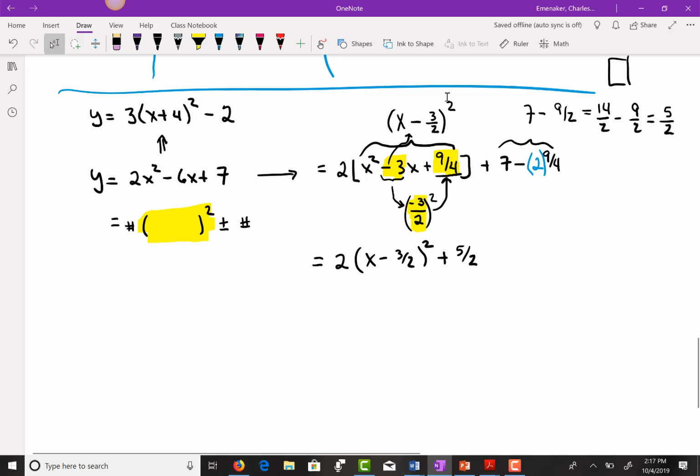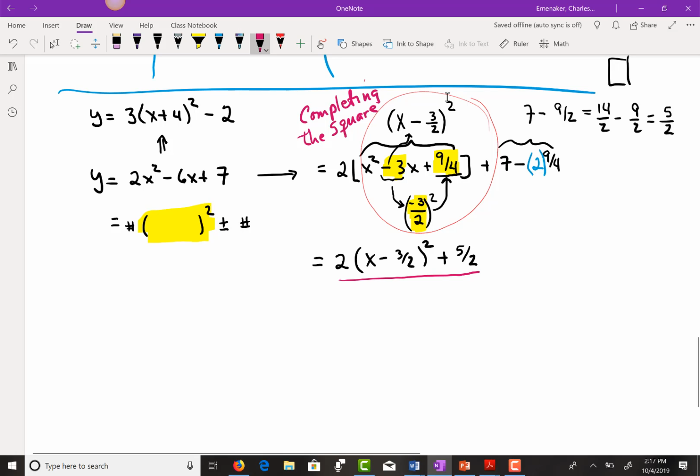Okay. This section in here is called completing the square. It's a handy little maneuver. It allows you to rewrite quadratics in this form. Just standing there, no calculator or anything.